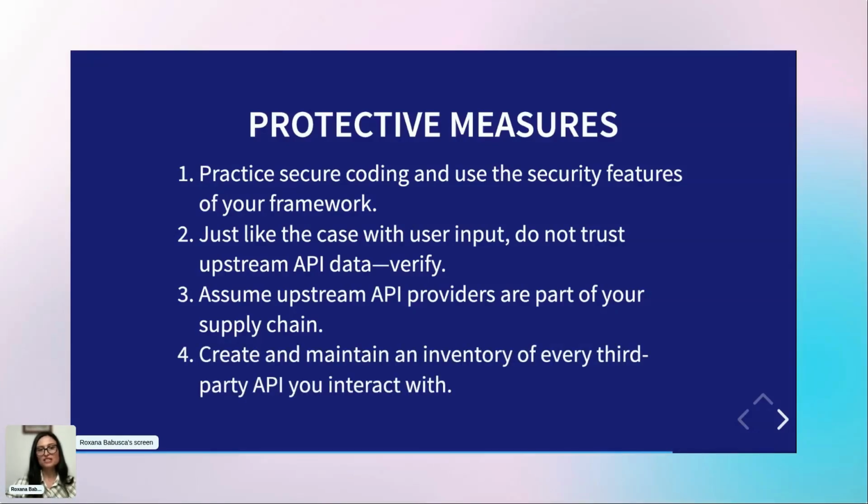Fourth, create and maintain an inventory of every third-party API you interact with. To create this inventory, you can use Postman collections or self-host your API catalog with a static site generator like Docusaurus, which is a React-based documentation framework where you can render Markdown and open API specs side by side.